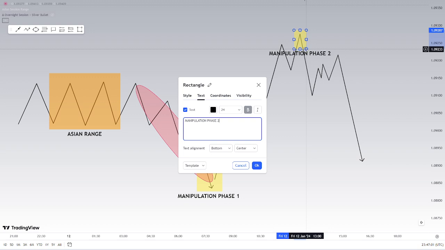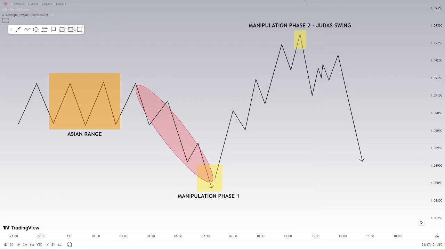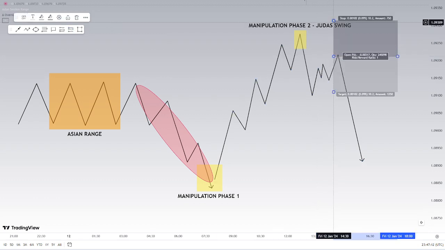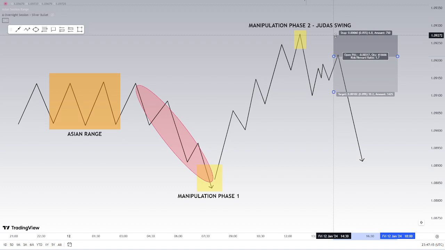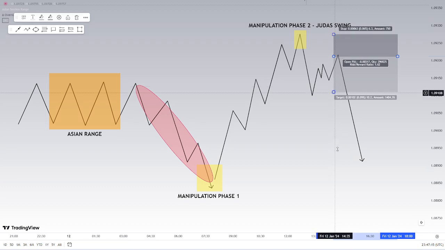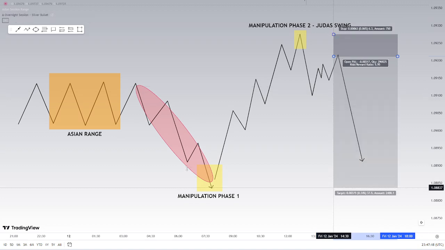Manipulation phase 2, as we call it in Liquid FX, or it is more commonly known as the Judas swing, right? The high of the day in a bearish market. Perfect. Now from here again, as normal, we need to see a break of structure and we enter off a fair value gap, similar to the 2022 model, and we target the low of the day because this is the liquidity pool, okay?